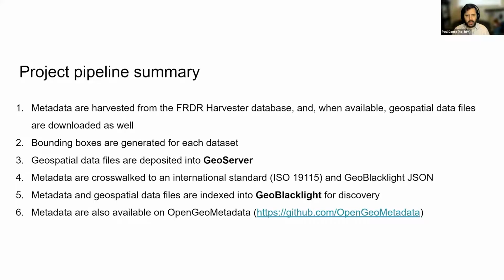I'm going to move quickly over a pipeline summary of how the project works. First, metadata are pulled from the harvester's database. And when available, geospatial data files are downloaded as well. Bounding boxes are generated for each data set. Geospatial files are then put into GeoServer to allow for preview. Metadata are then crosswalked into two different standards, ISO 19115 and GeoBlacklight JSON. The metadata and geospatial files are then indexed into GeoBlacklight for discovery. In addition, metadata are also available on OpenGeoMetadata.